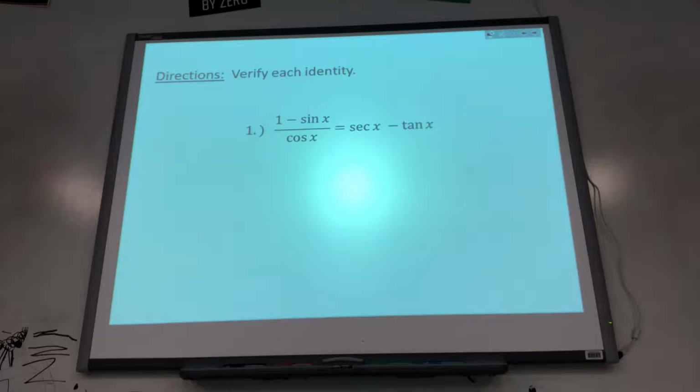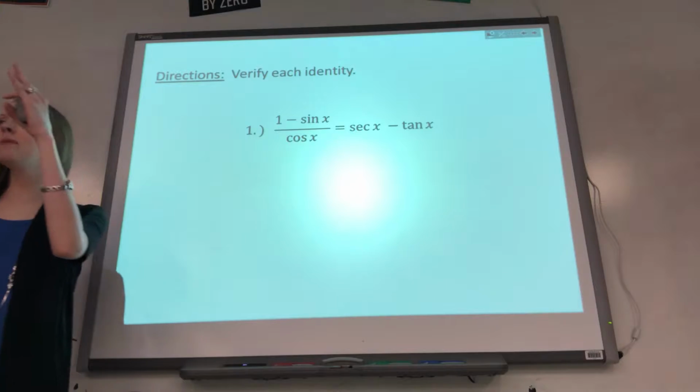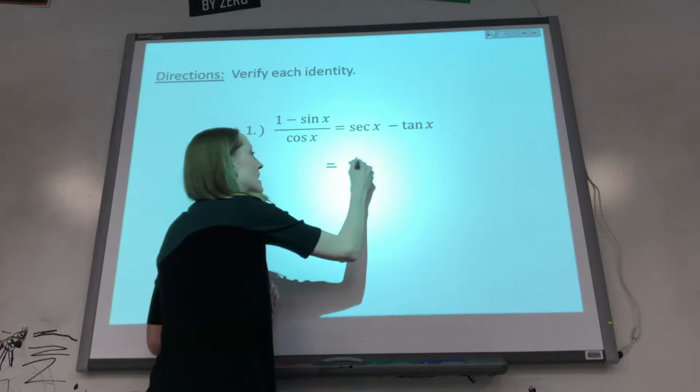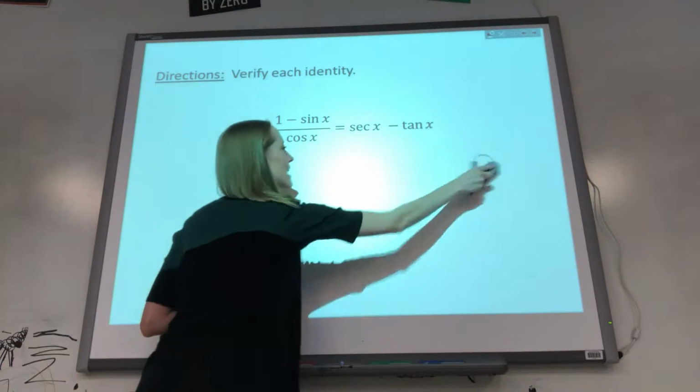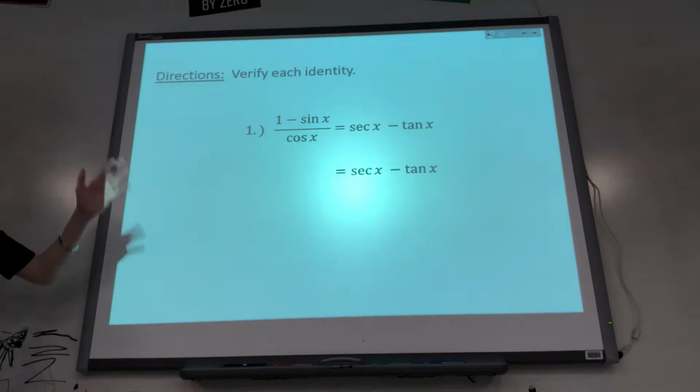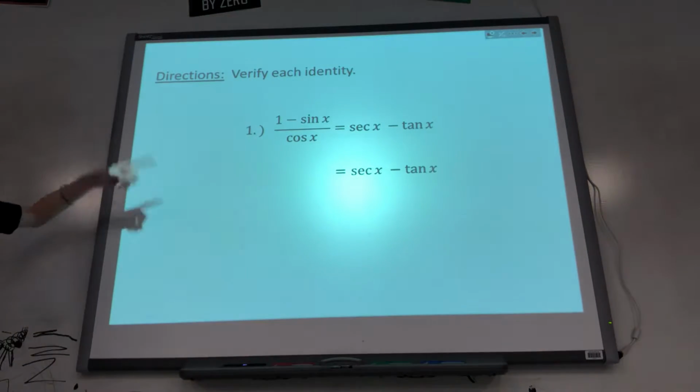Okay, I'm going to let you copy this down. We've got (1 minus sine of x) all over cosine of x, and it equals secant of x minus tangent of x. Verify the identity. So same structure as yesterday. Keep the right side, work on the left. I always forget that I already have that up there, so I don't need to write that out. Keep the right, work on the left.